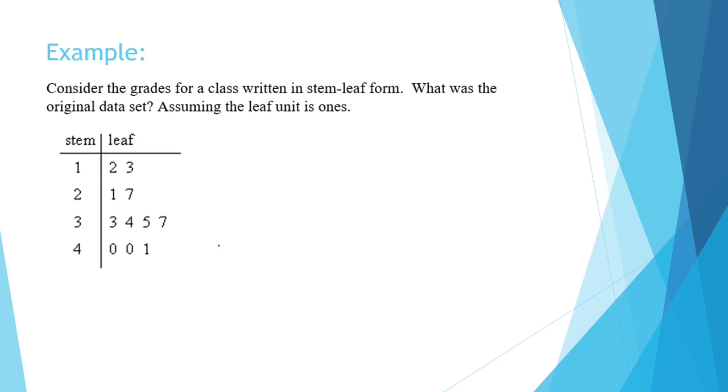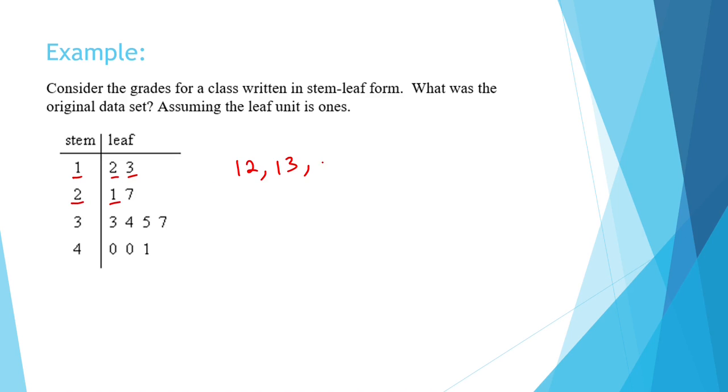Example, consider the grades for a class written in stem leaf form. What was the original data set, assuming the leaf unit is ones? Now, I want to translate this back to the original data, so we'll start with the stem. 1, 2 represents 12. 1, 3 represents 13. And we could continue the process and decipher the original data set.